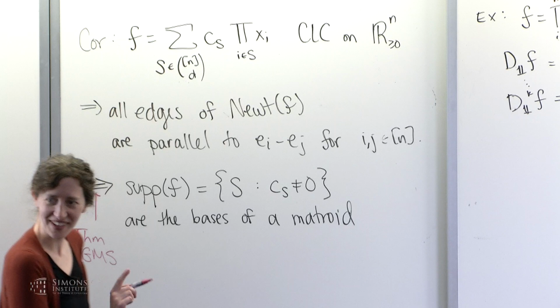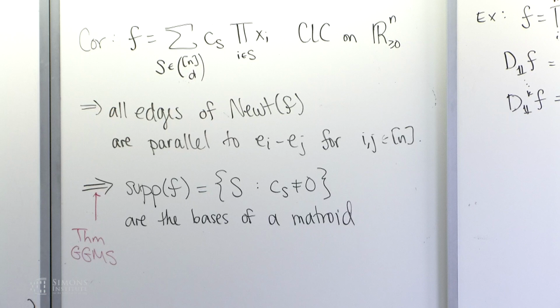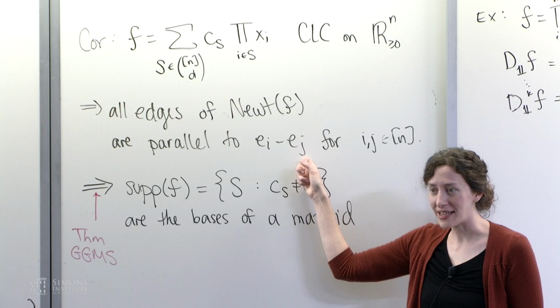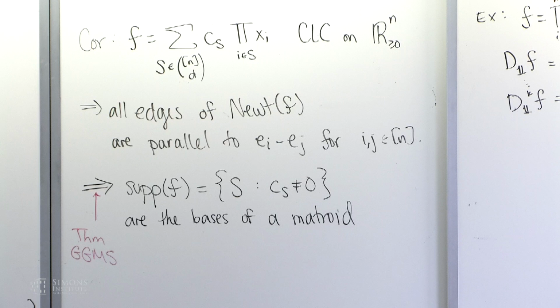You can tell if you're a matroid: if someone gives you a bunch of 0-1 vectors and you want to know if they're the indicator vectors of some matroid, you can take the convex hull and check, and if every edge is parallel to e_i minus e_j, then you started off with a matroid. And vice versa. It's really a characterization of matroids.